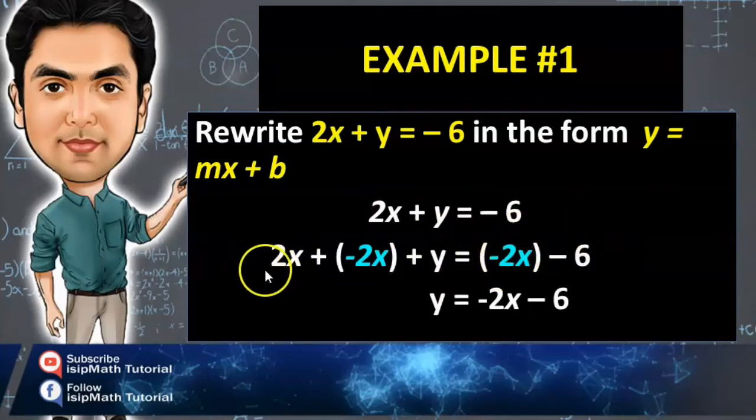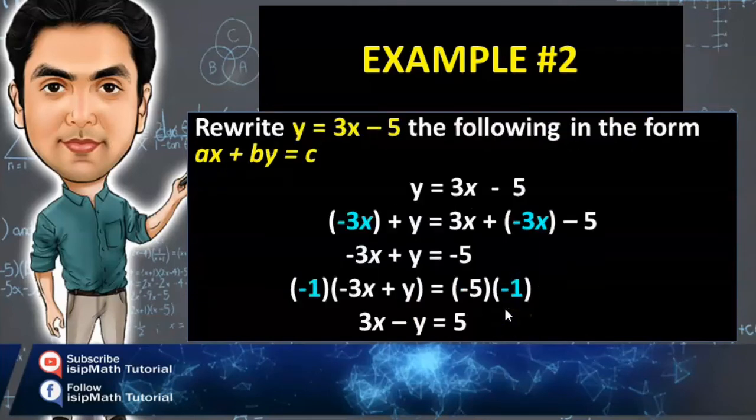So, ma-eliminate natin si positive 2x at si negative 2x. Ang matira ay si y. So, magiging y equal to negative 2x minus 6. So, this is now our final answer. So, from standard form, 2x plus y equal to negative 6 into slope-intercept form, nagiging y equal to negative 2x minus 6.